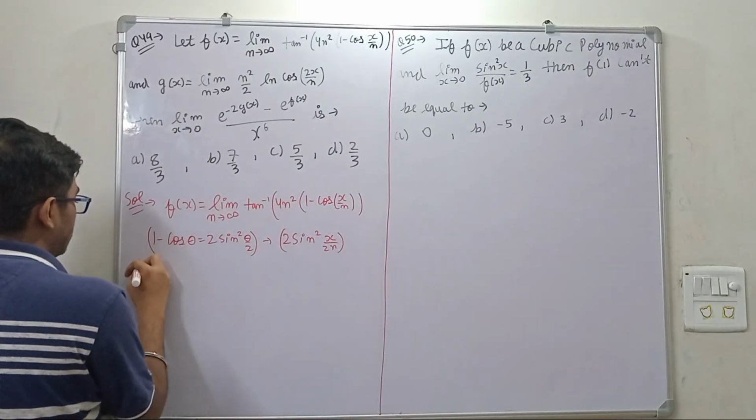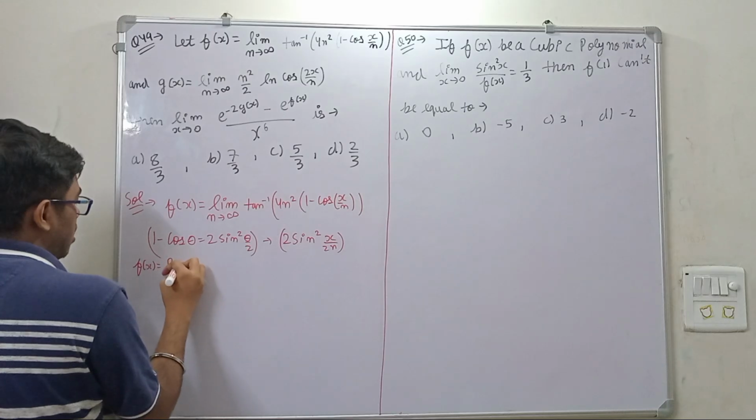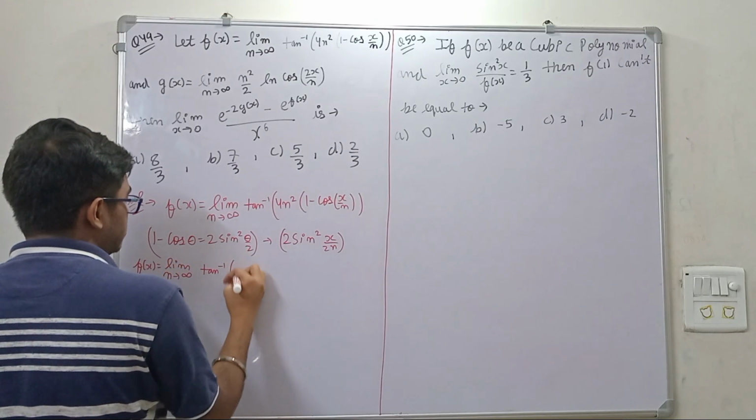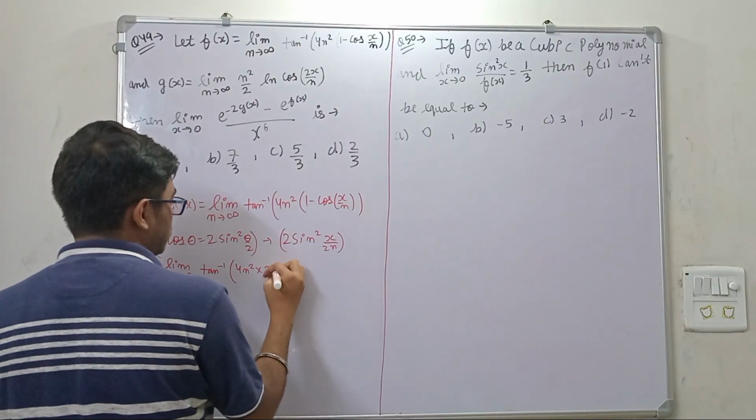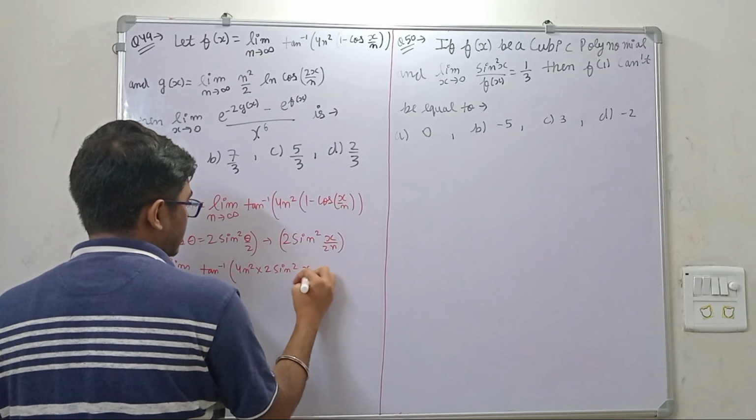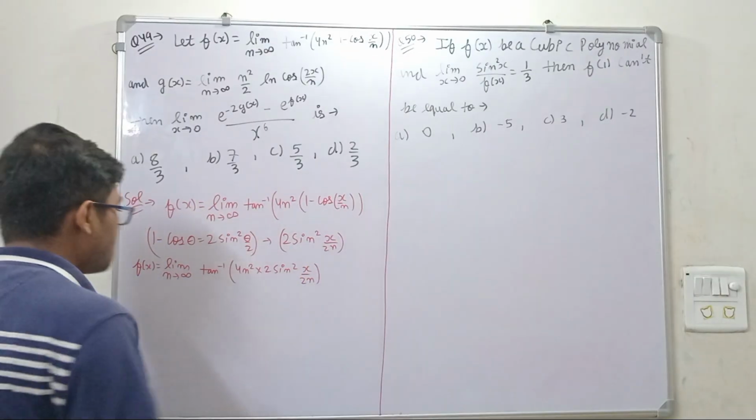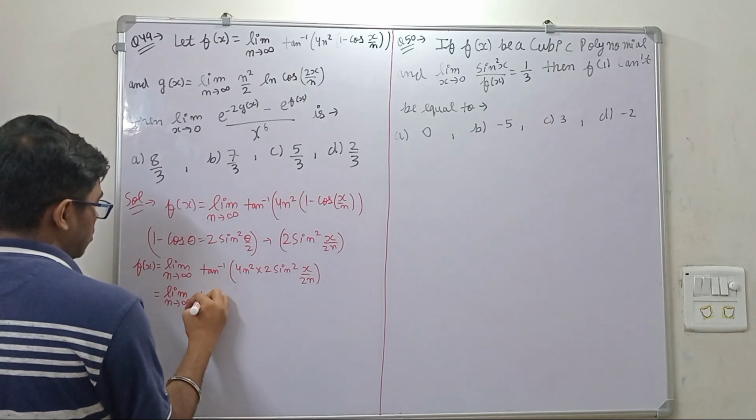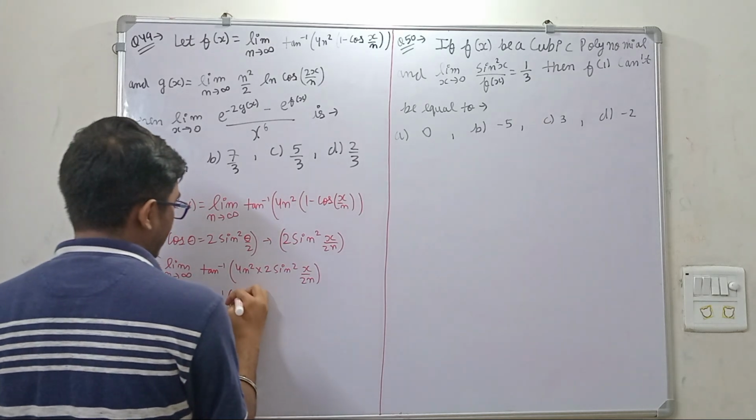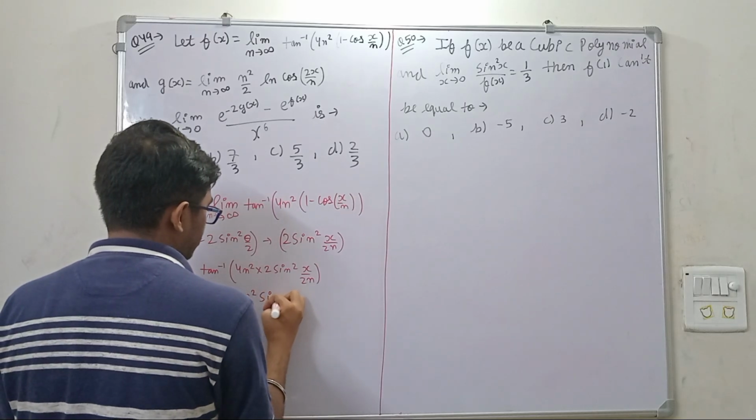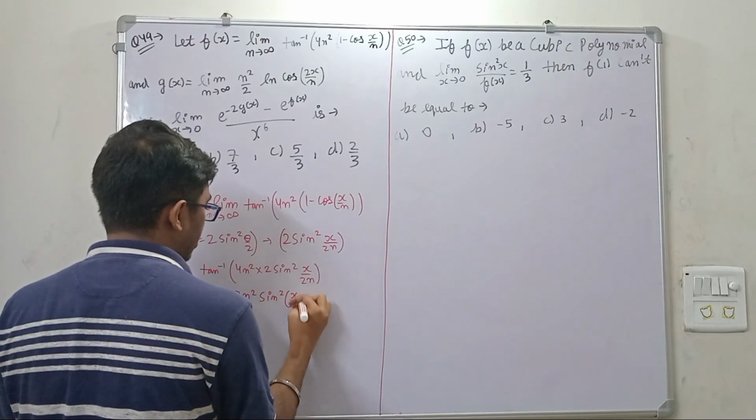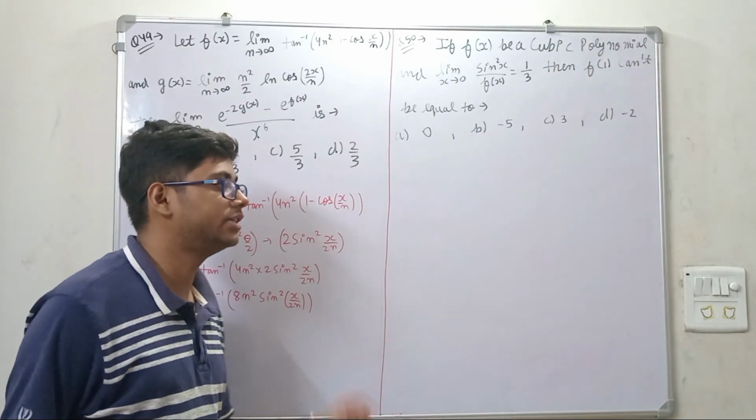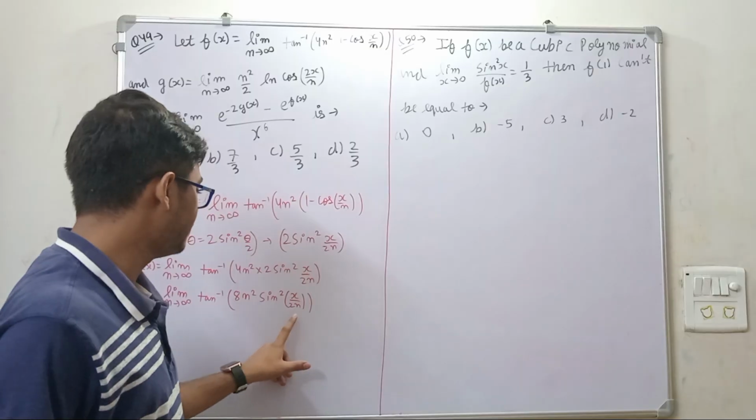So f(x) is limit n tends to infinity of tan inverse of 4n square into 2 sin square x by 2n. Okay, and this will be tan inverse of 8n square sin square x by 2n. Now we know that sin x by x is 1 when x tends to 0. So here x by 2n, and n is infinity, so this is tending to 0.